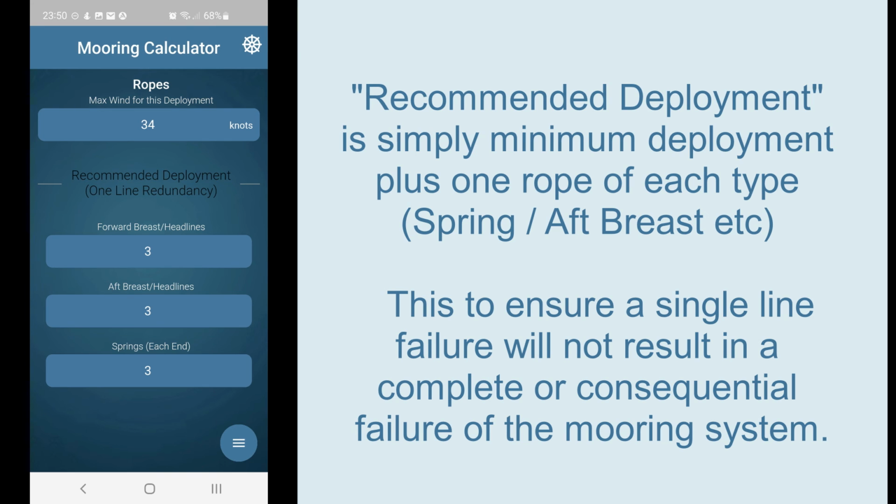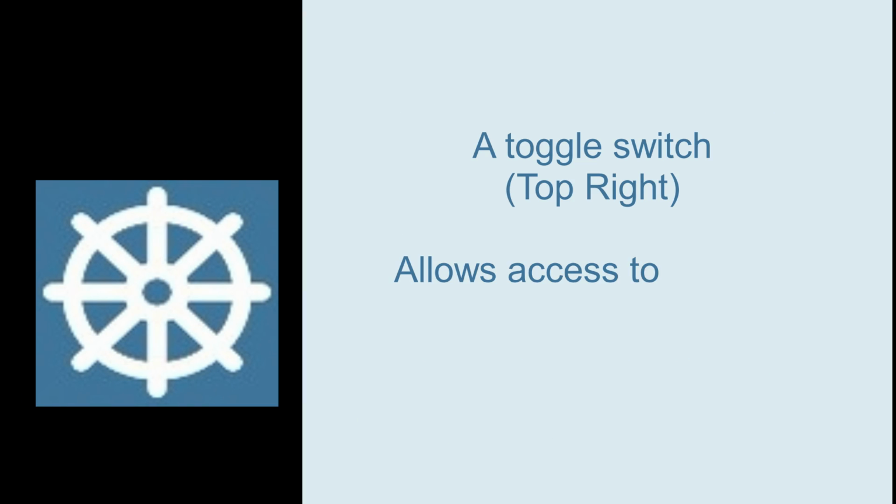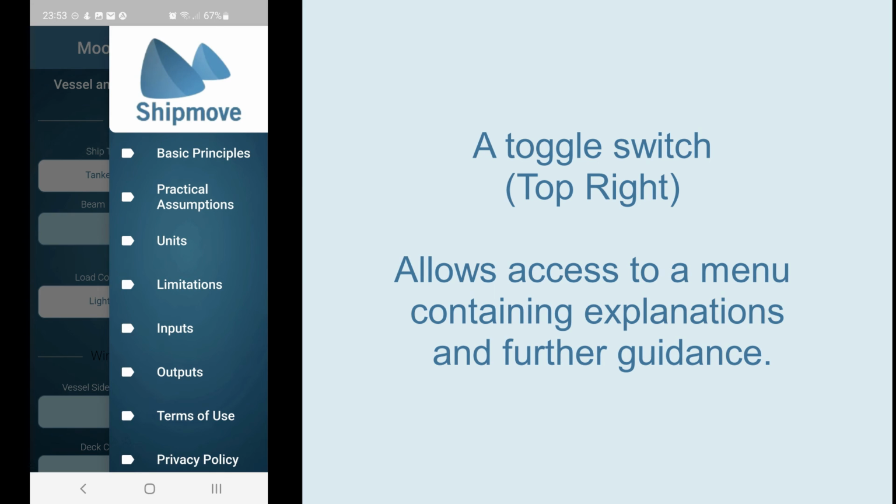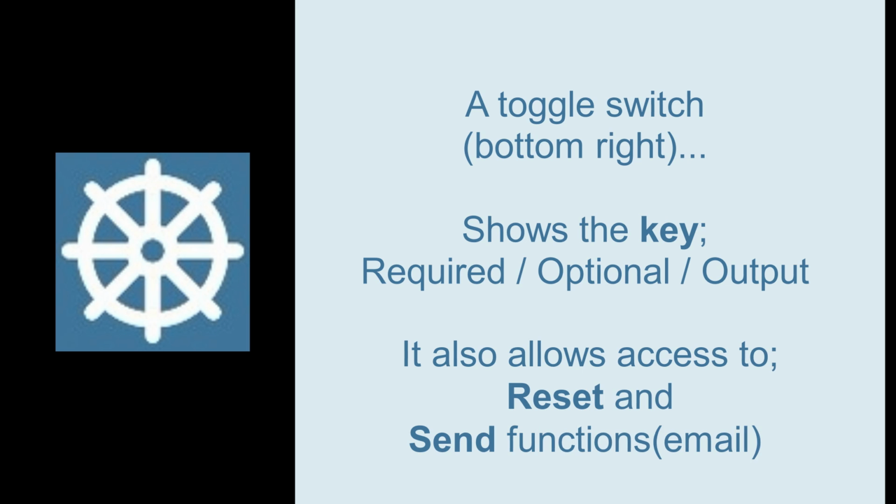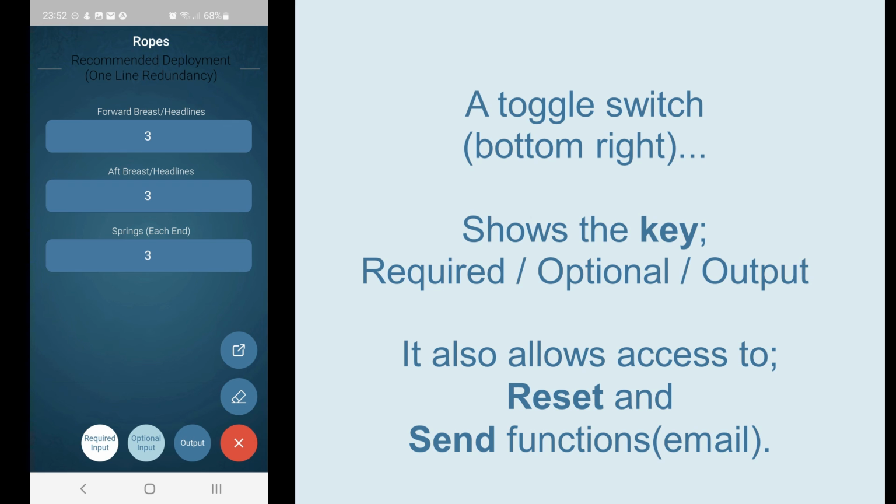overall mooring system. Toggle switches, located on the right hand side of the screen, allow access to submenus. One contains explanations, further guidance and disclaimers, while another shows the key for the required inputs. It also allows access to reset and send functions.